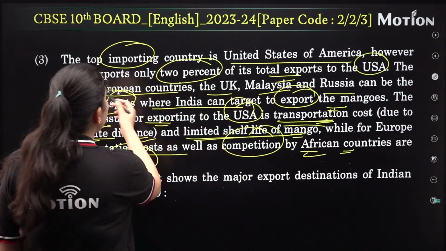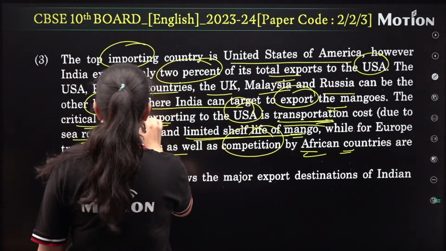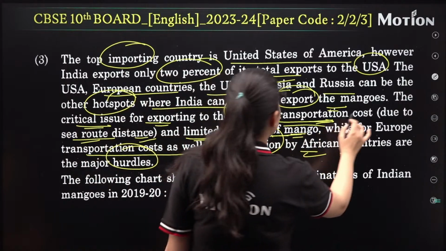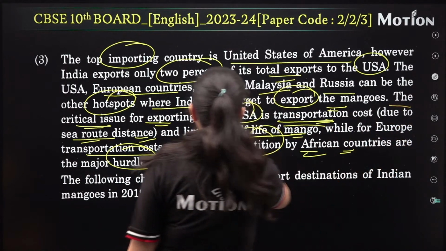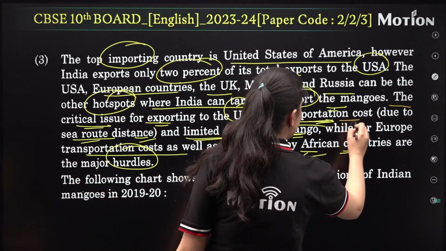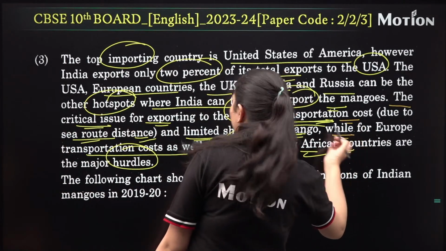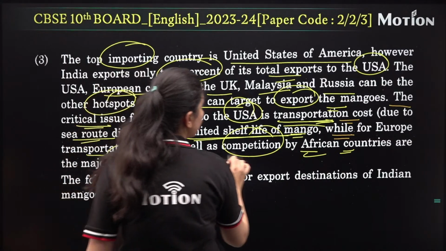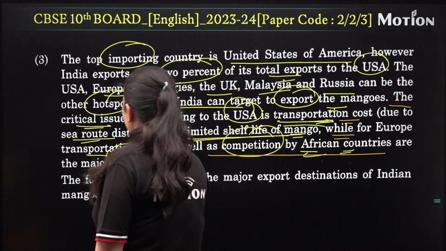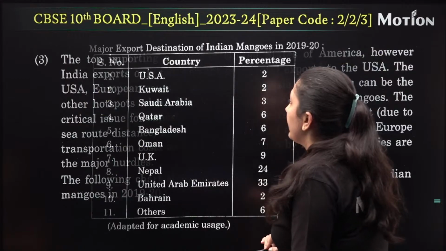So see, the USA. Alright, the critical issue for exporting to USA is transportation cost due to sea route distance and limited shelf life of mango, while for Europe, transportation cost as well as competition by African countries are the major hurdles.